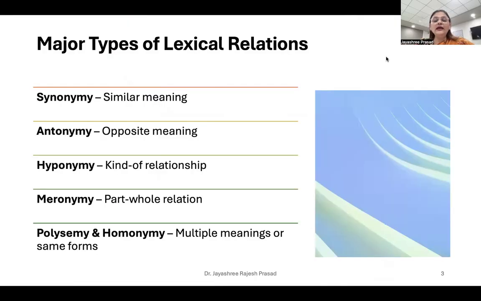So, synonymy is similar meanings. Synonymy means similarity in meaning. We often say big and large mean the same, and they do in many cases, but not always. You say a big mistake, not a large mistake. So even synonyms can differ slightly in tone or usage.